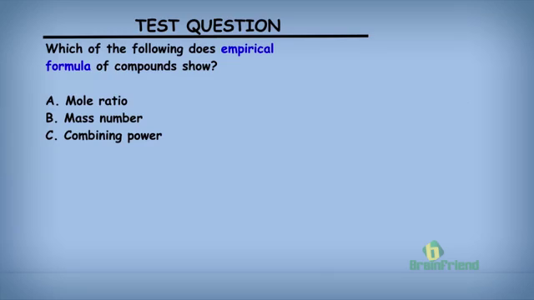Another question: which of the following does the empirical formula of compounds show? A, mole ratio. B, mass number. C, combining power. If you chose B or C, you're wrong. Our answer is A. Remember, we said that it shows the ratio in which the elements are combined.